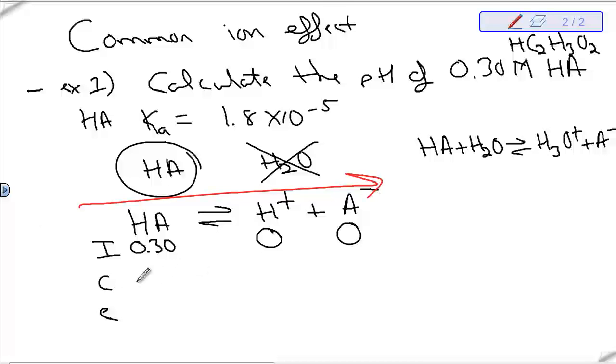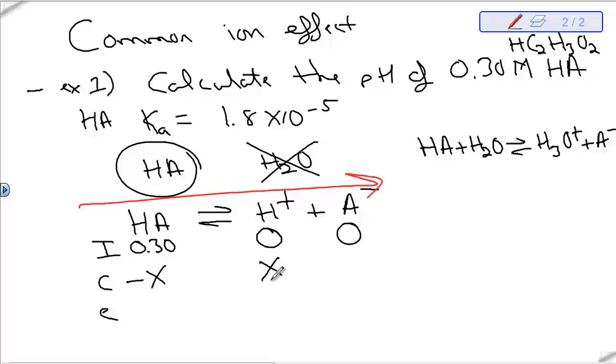Because it shifts to the right, I know that the change in acetic acid to establish equilibrium will be a decrease by some unknown amount proportional to the coefficient, so minus x. Hydrogen's concentration will increase by an unknown amount proportional to its coefficient.